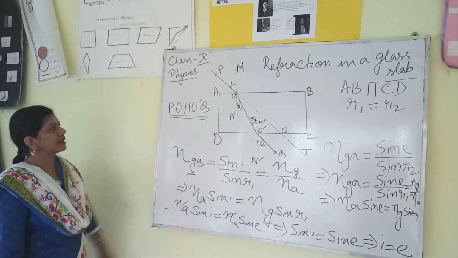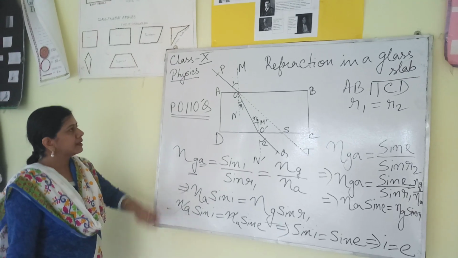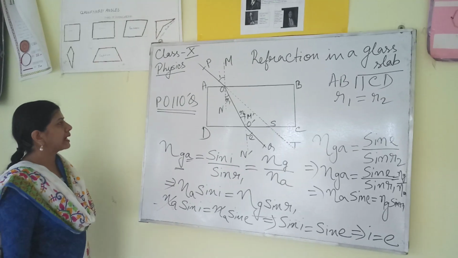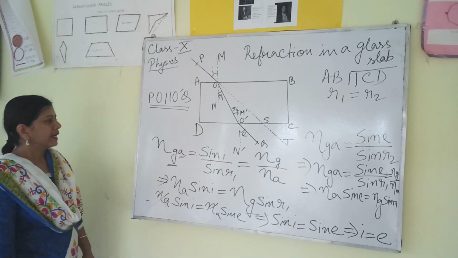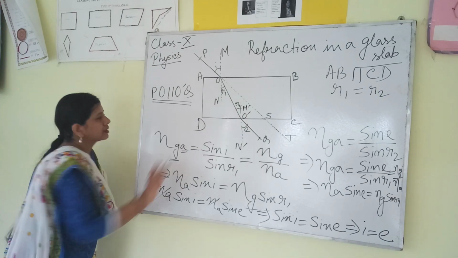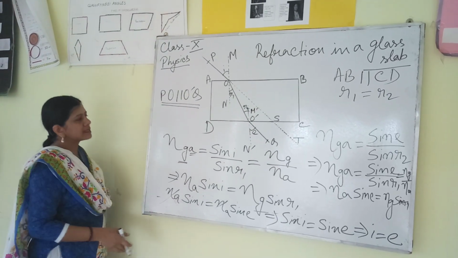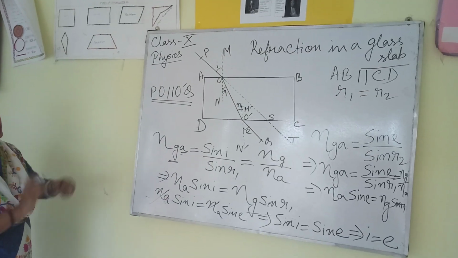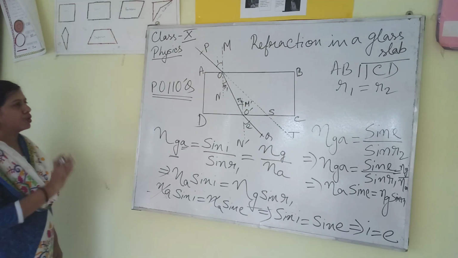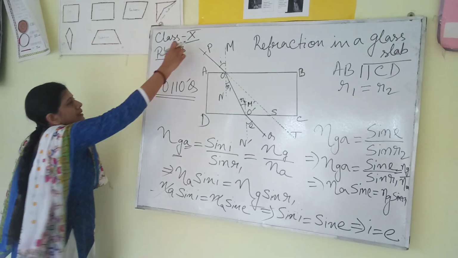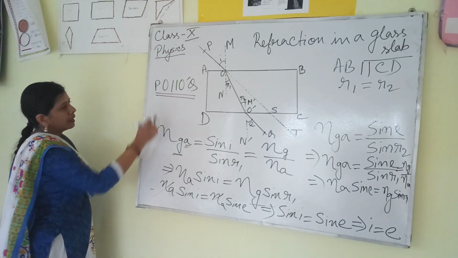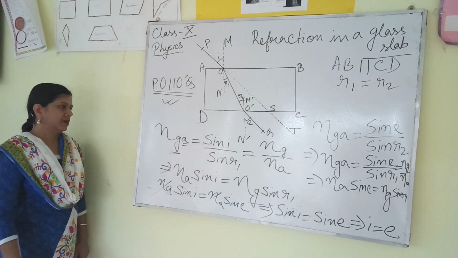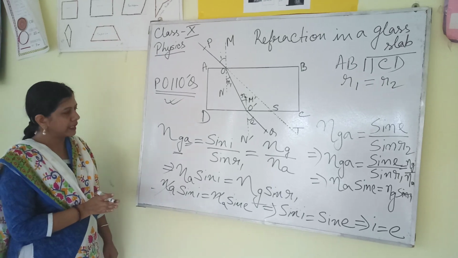You can get this question as: when refraction occurs in a glass slab, prove that the incident ray is parallel to the emergent ray. From the figure it is very much clear that this one is parallel to this one, but mathematically I have to prove it in this way. So I can prove that this line, that is PO, is parallel to O dash Q. This is very important. Now I hope you can do it well.